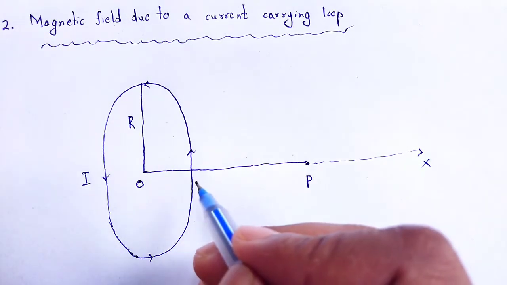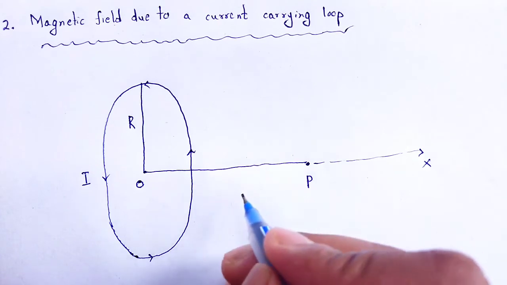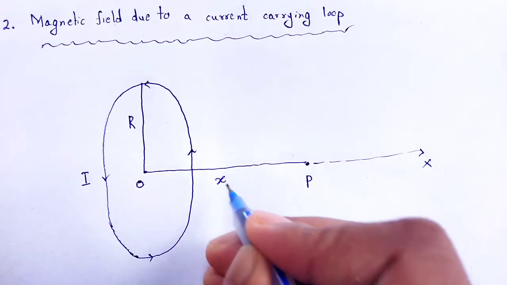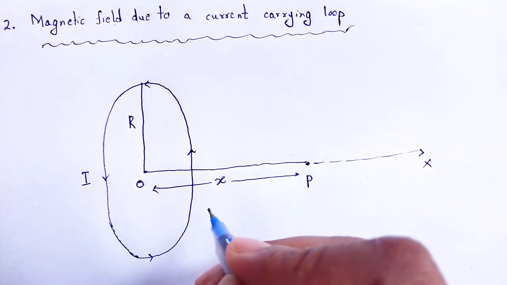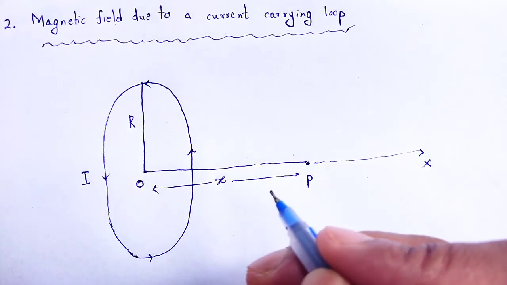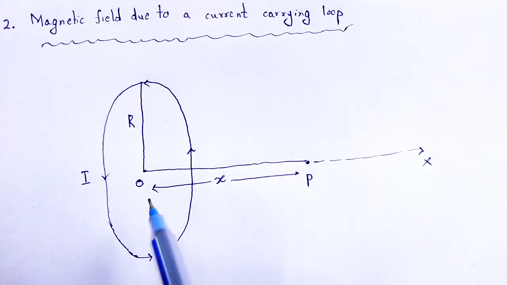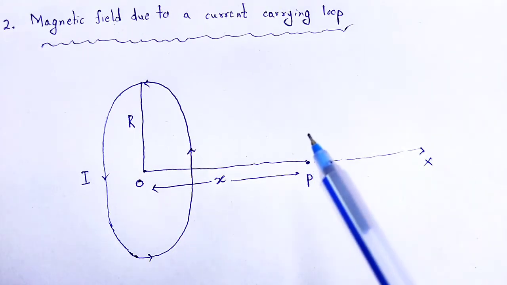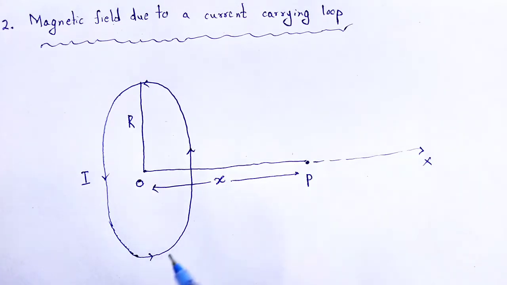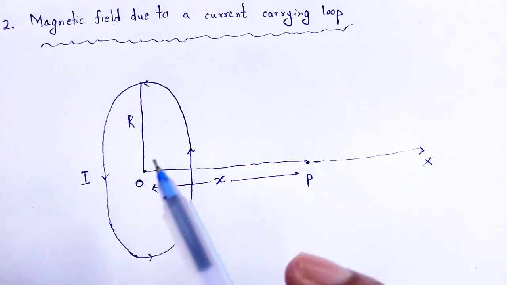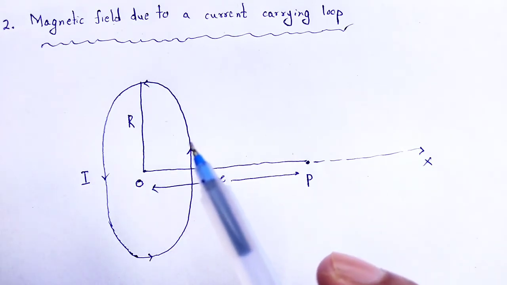At a distance x from the origin, the point of observation is at a distance x from the origin of the coil, therefore OP is equal to x. To determine the magnetic field intensity at point P, consider the coil to be divided into a large number of small current elements.